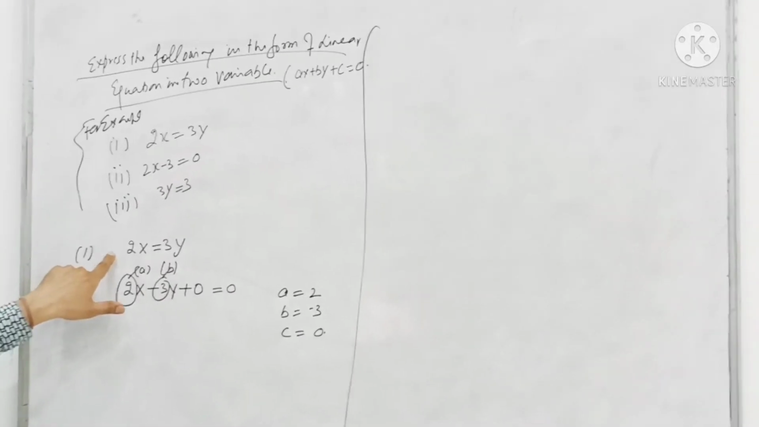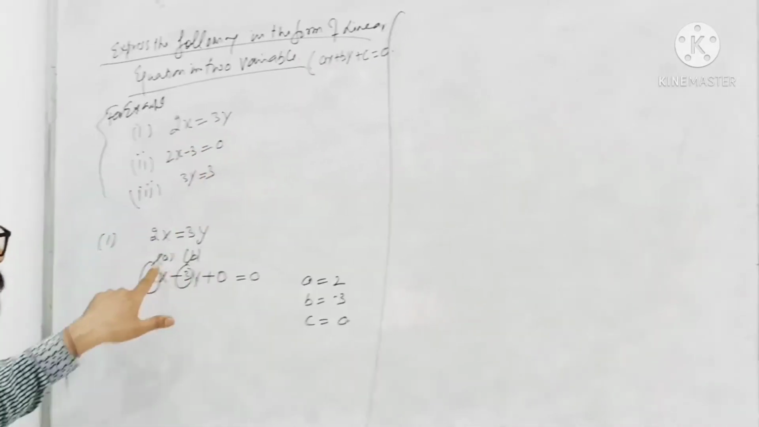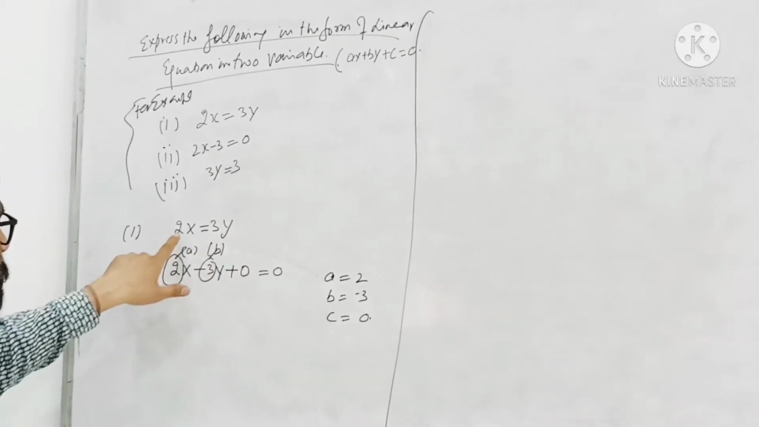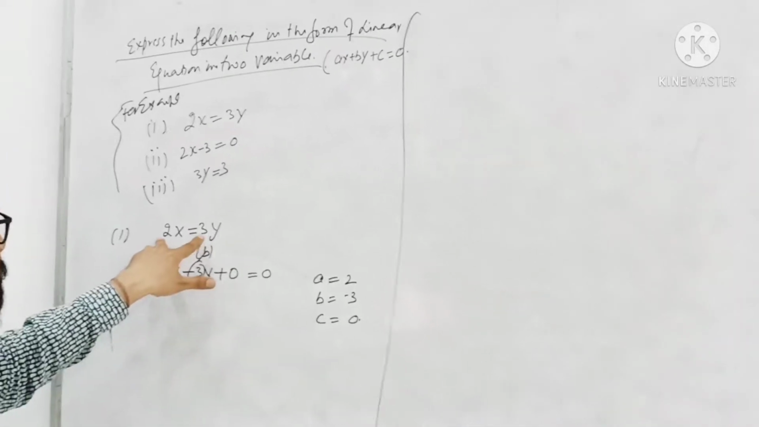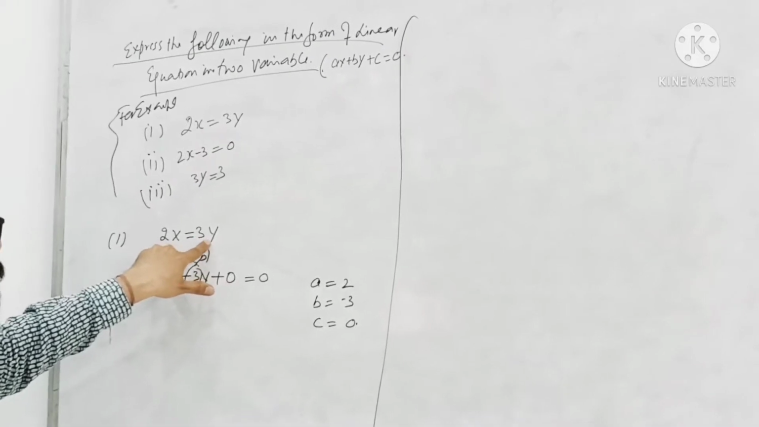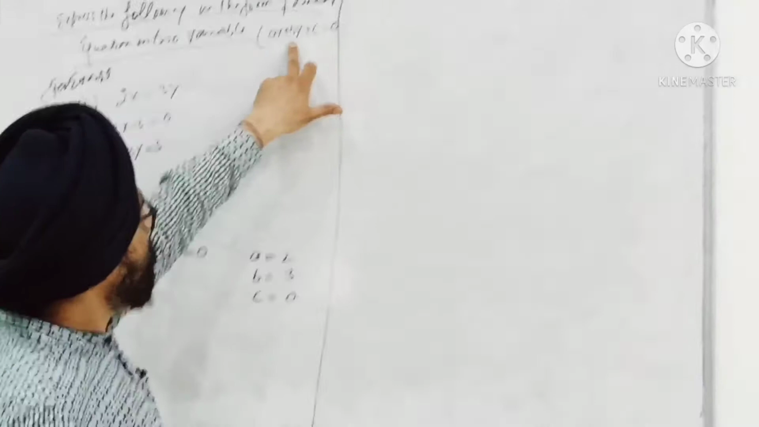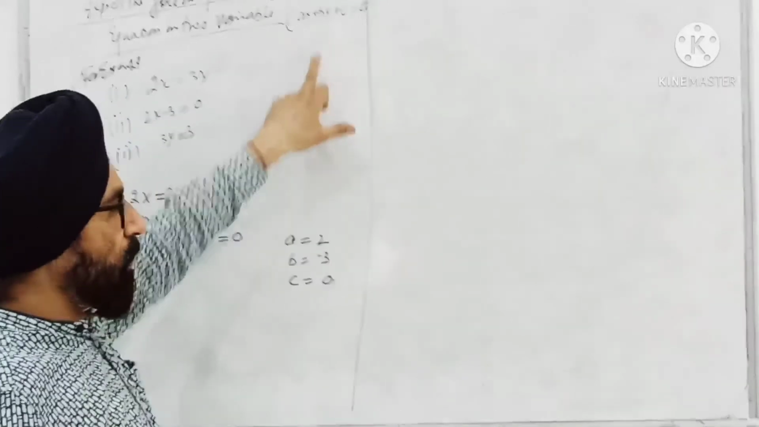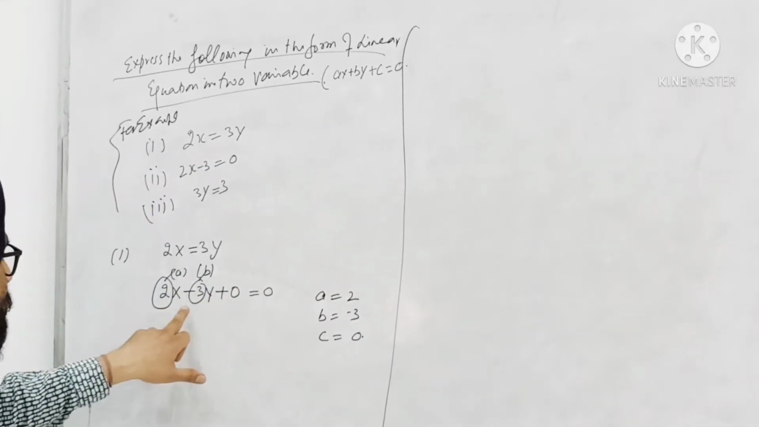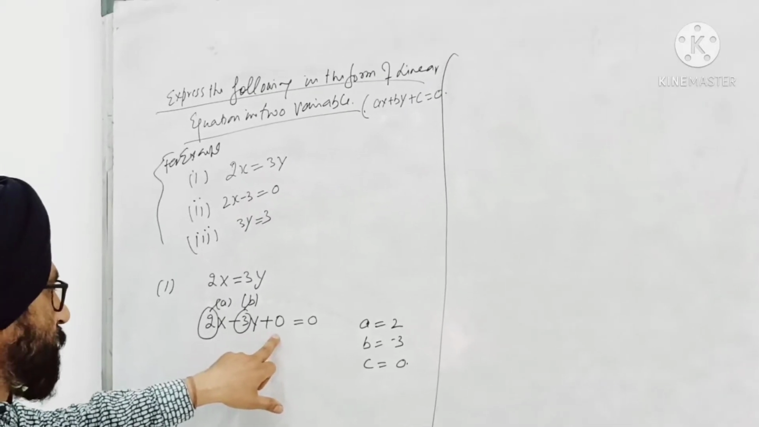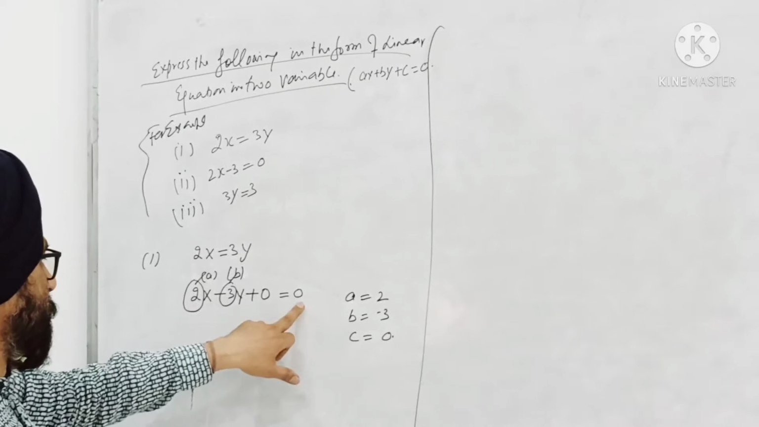In the first example, 2x is equal to 3y. We will now present this equation in this mathematical form. How to present it? 2x minus 3y. C is not given here, so we will take it as 0, equal to 0.